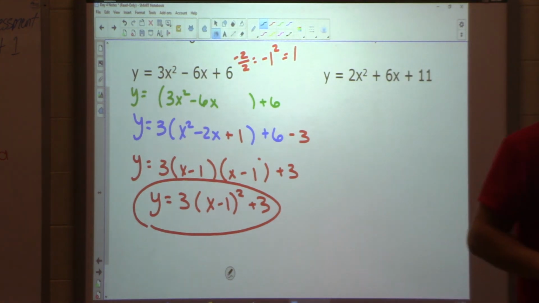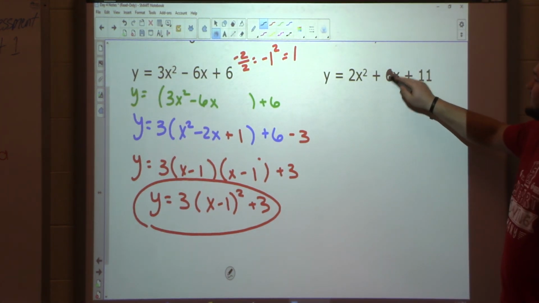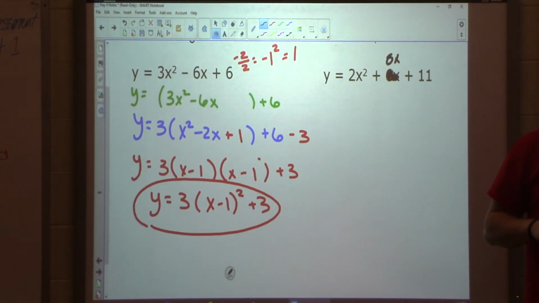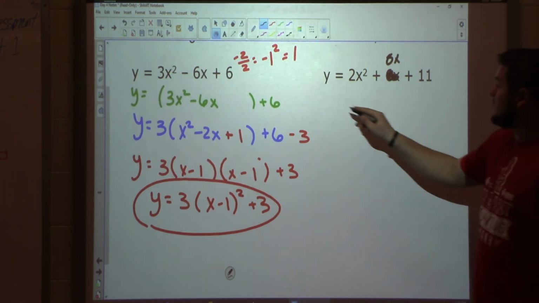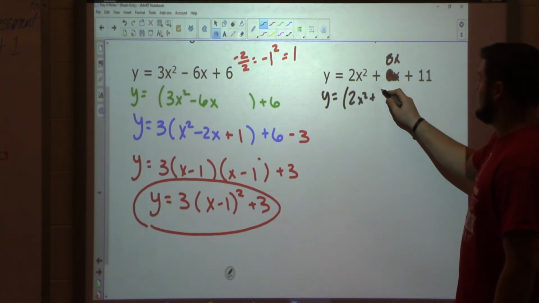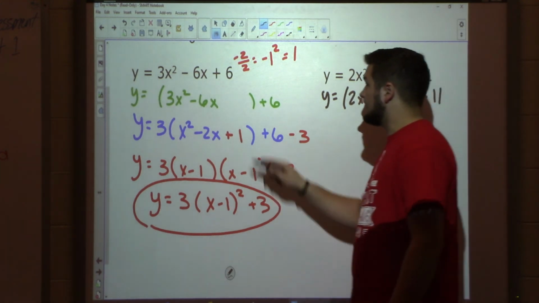Okay, we're going to change this problem because I don't like how it's set up. Change this to 8x, please. Otherwise, it gives you a nasty decimal. We don't want to deal with that right now. We're practicing. If you come across decimals, they are okay to use. Fractions are okay. But I want a nice number while we're practicing. Okay? So I'm going to do the same thing. Y equals 2x squared plus 8x, leave a space, plus 11.